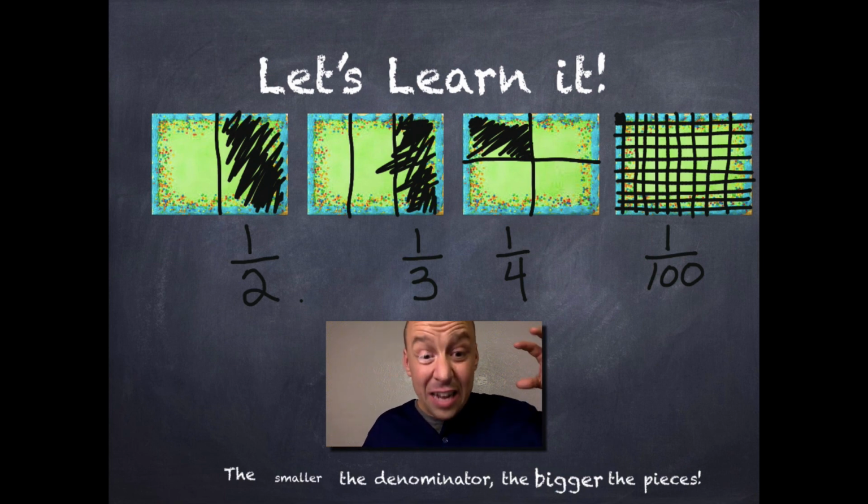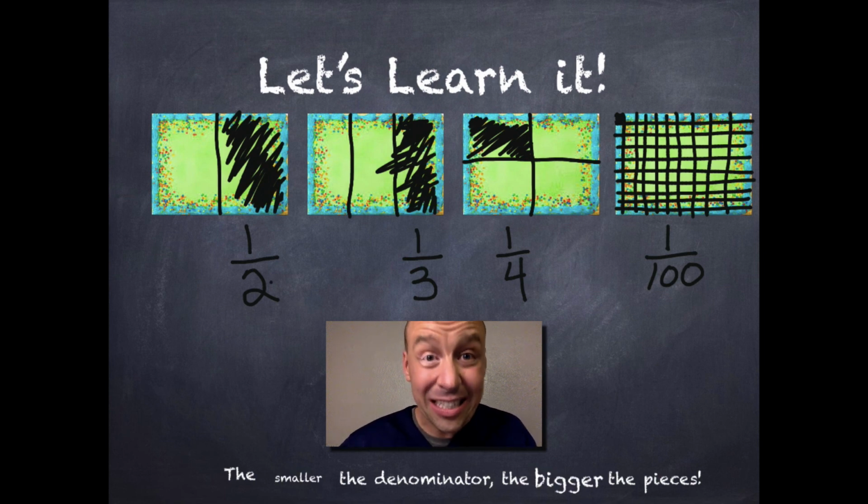Okay, if the denominator is small, the smaller the denominator, the less the denominator, right? If we're dealing with a 2, that number's way less than 100, but that means the pieces of the fraction are bigger, are larger, are greater. That's super counterintuitive and something that you really have to think about, okay?